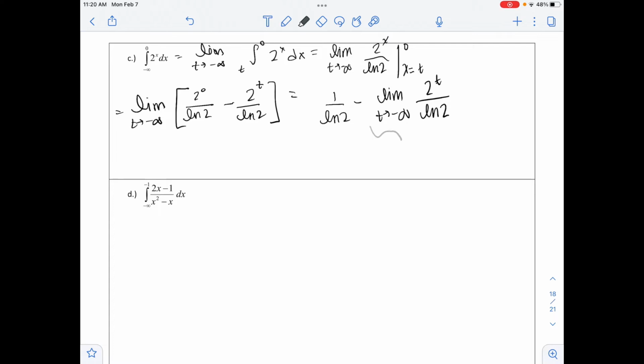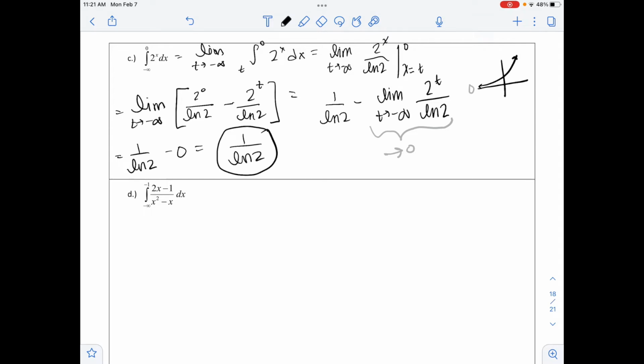And so as we evaluate this limit, if you remember, 2 to the t would look something along these lines. And so as it goes off to negative infinity, it's getting closer and closer to 0. So this is approaching 0 here. So we're going to have 1 over ln of 2 minus 0, or just 1 over ln of 2. And so since this is a numerical value, this converges.